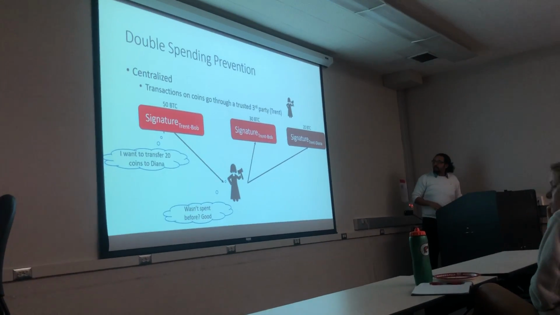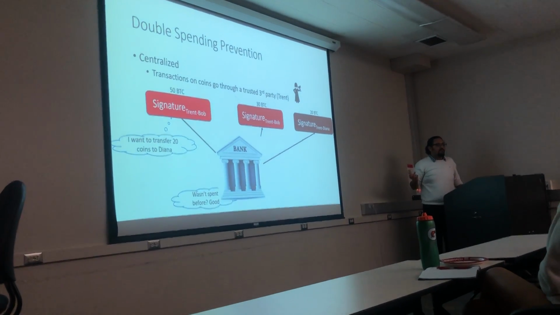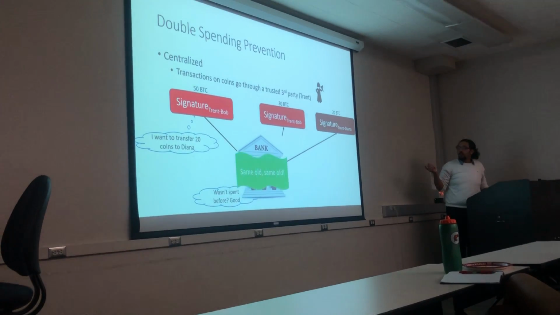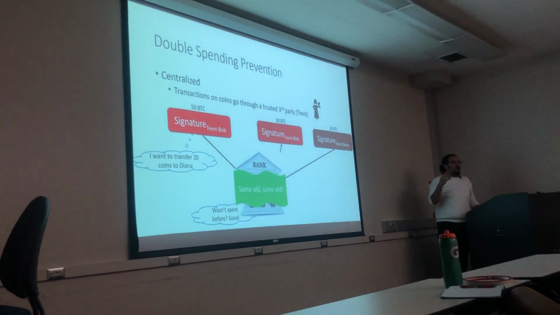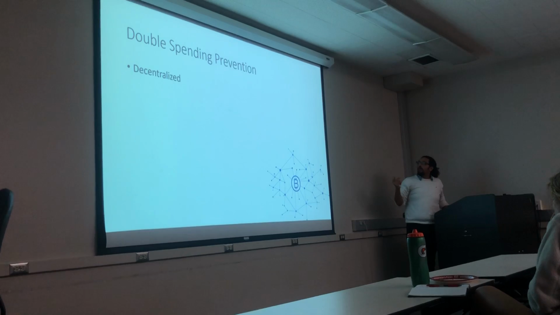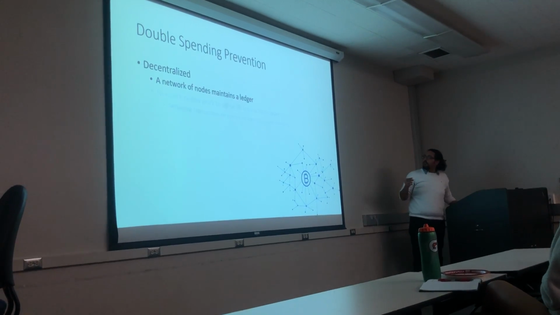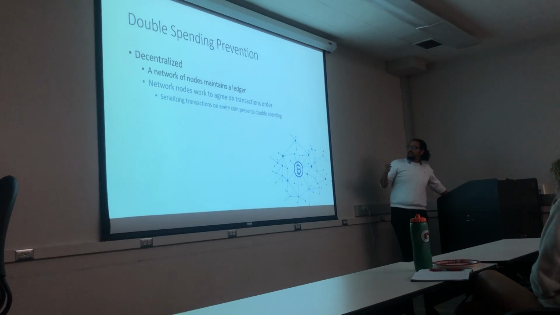Well, that's super silly because basically Trent is the bank. It's the same idea, so we haven't done anything new. So how is that done in the Bitcoin domain? We want a decentralized solution. So how does that happen?